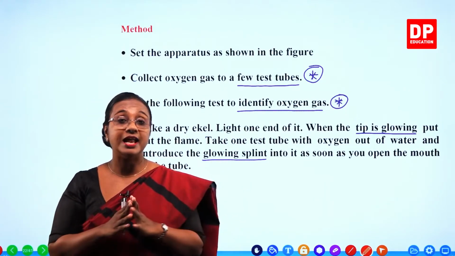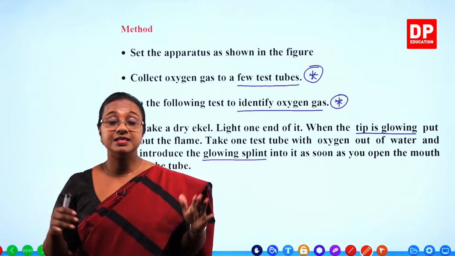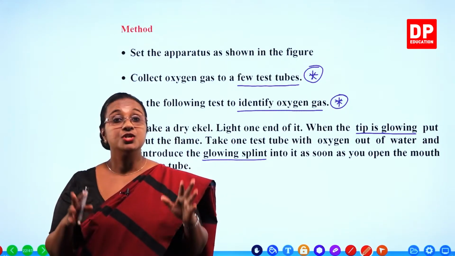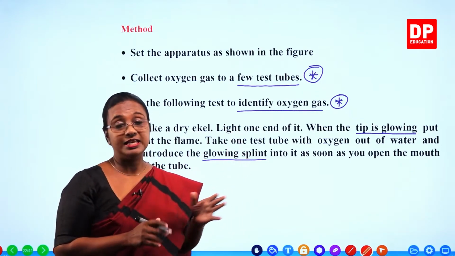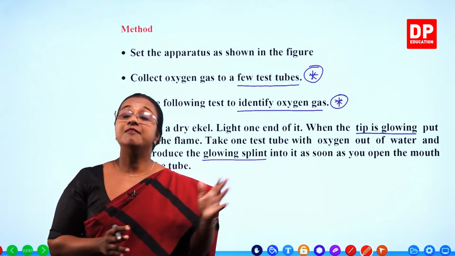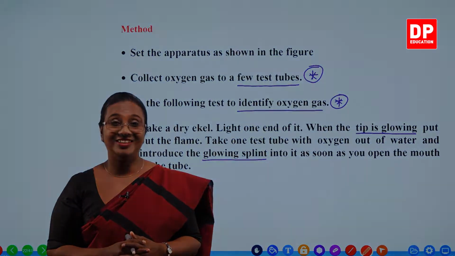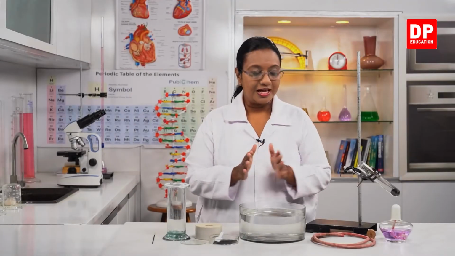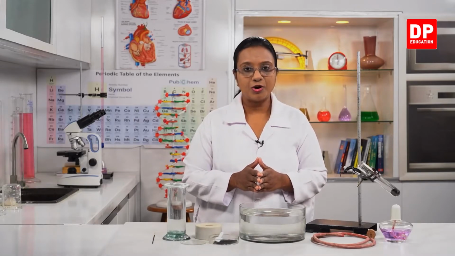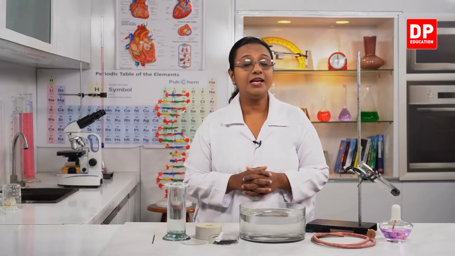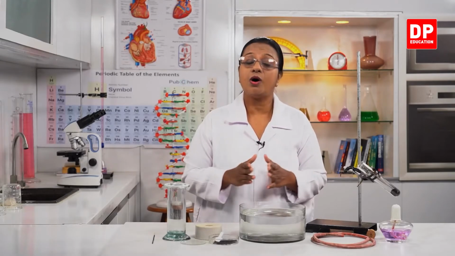I am sure you all can understand the procedure, all the considerations. When I do the activity in the lab, you all can observe all these carefully. So, now I will go to the lab and do the activity. Okay, my students, now we will see how we can collect oxygen gas in the laboratory and how we can identify that the gas collected is oxygen.